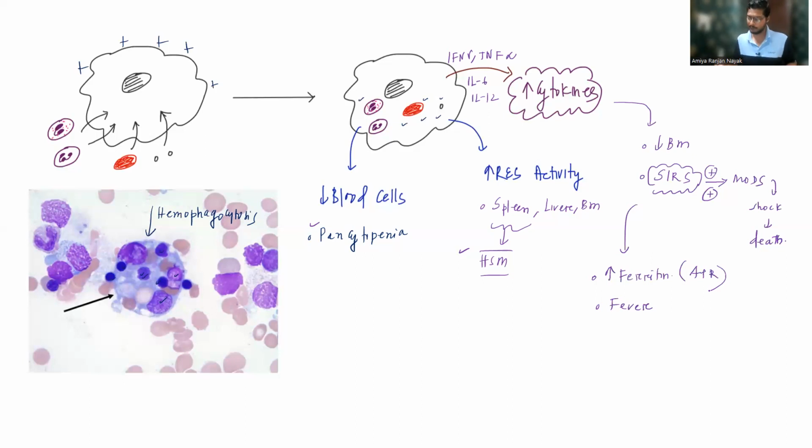Also, these patients will have fever and some other biochemical abnormalities like an increase in triglycerides and a reduction in fibrinogen. So these are various other things that you can find in these patients. And we can understand that this is a life-threatening condition, because this uncontrolled cytokine storm can result in systemic inflammatory response syndrome, ultimately leading to MODS, that is multi-organ dysfunction syndrome, shock, and death.